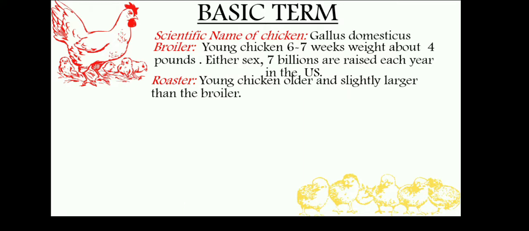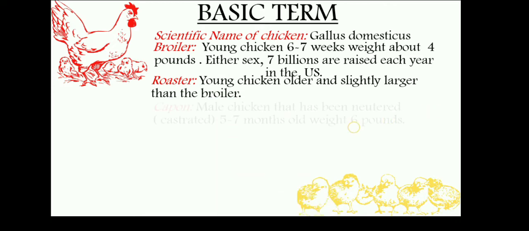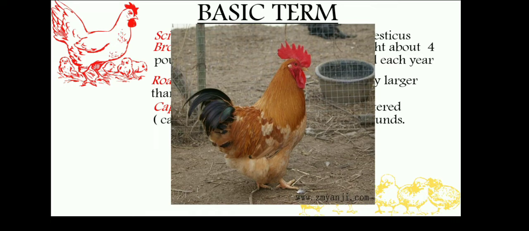Next is rooster. It is a young chicken, older and slightly larger than the broiler. This is the example of a rooster. Kasagaran kita na kainin. Next is capon, a male chicken that has been neutered or castrated, 5 to 7 months old with 16 pounds. This is the example of a capon.